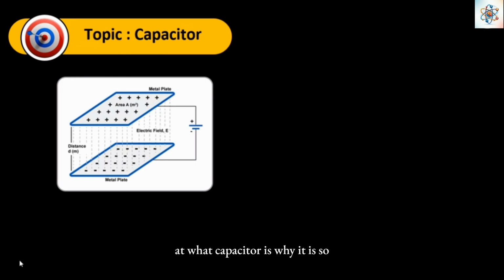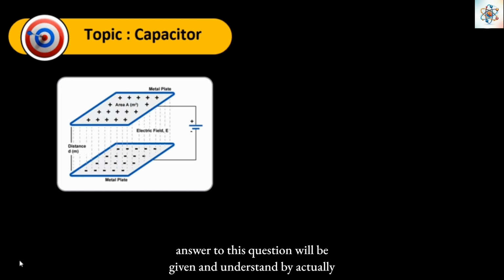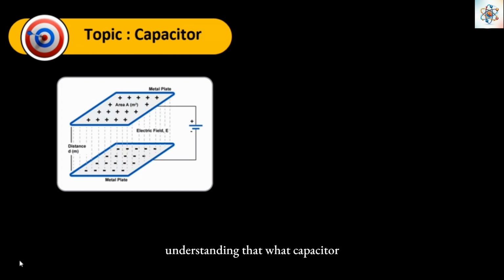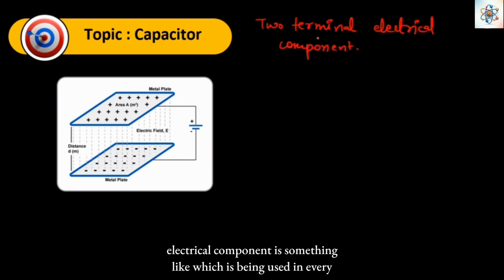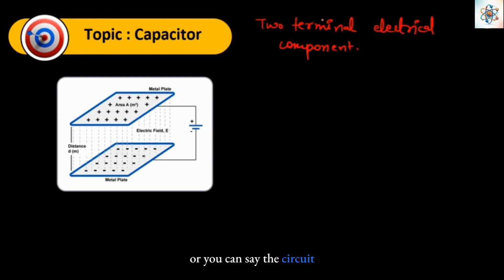Now finally we come to the capacitor. What a capacitor is, why it is so common, why we use this capacitor in almost every device. The answer to this question will be understood by actually understanding what a capacitor is. Basically, a capacitor is a two-terminal electrical component to be precise. An electrical component is something which is used in every type of device or circuit.